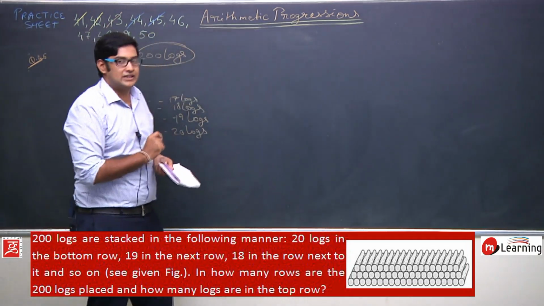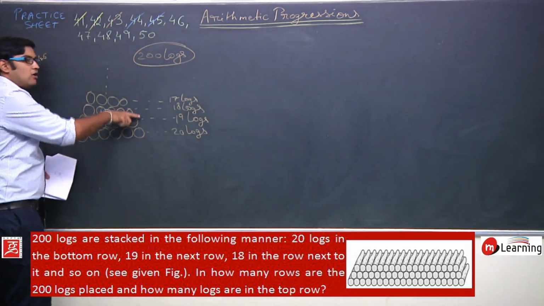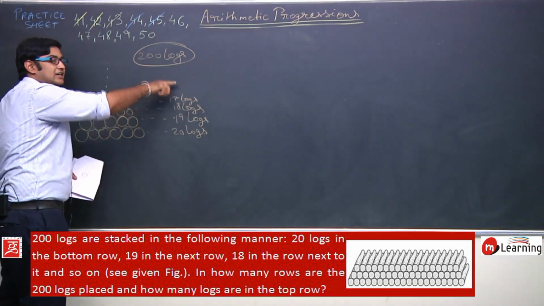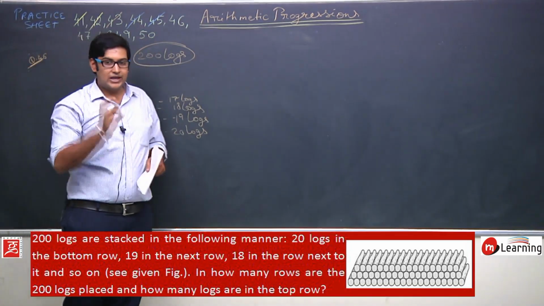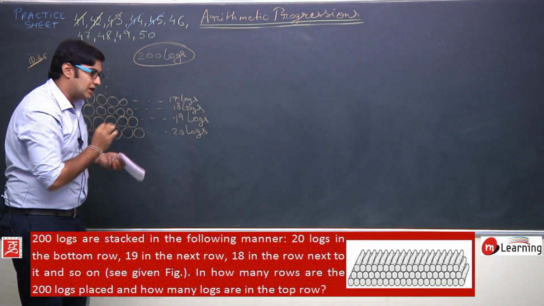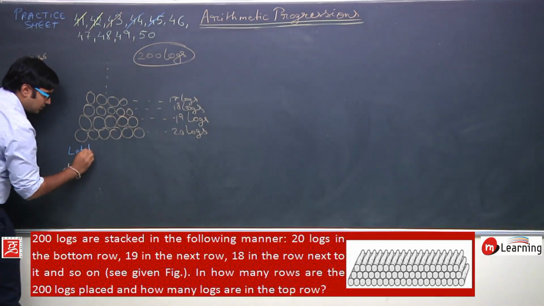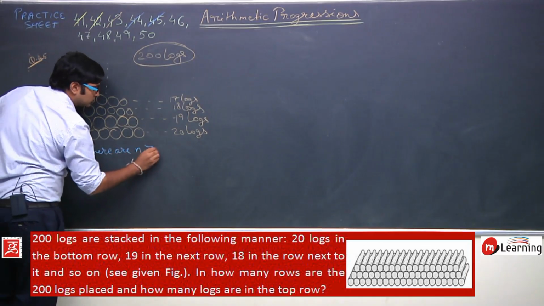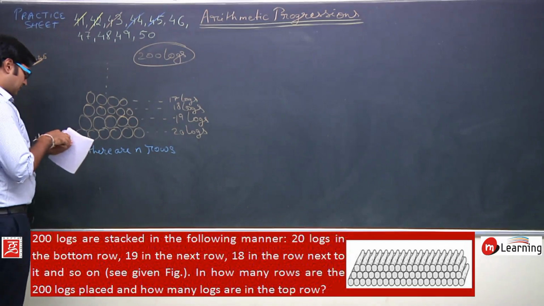But yes, we know one thing, that the total number of logs, that the addition of all the rows, okay, addition of 20, 19, 18, 17 and so on will constitute 200. Okay, will definitely constitute 200. So what I can say is, let there are n rows. हम मान लेते हैं कि n rows exist करते हैं.